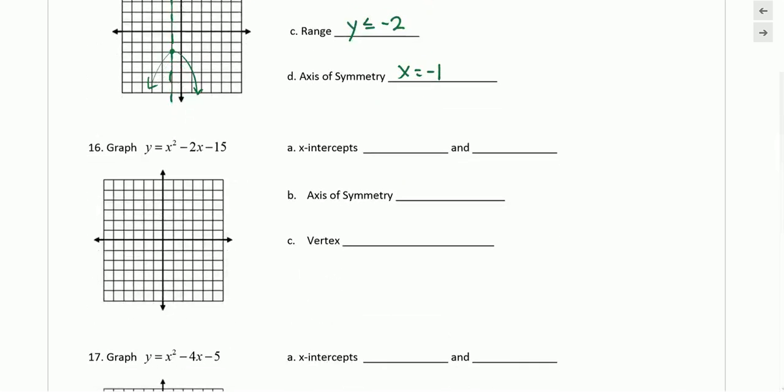Our next graph, we're after the x-intercepts, the axis of symmetry, the vertex, and we want to graph this thing. So I'm going to see if it factors. So this is y equals, I'm looking for two numbers that multiply to negative 15, add to negative 2. So that would be x minus 5 times x plus 3. So from here we can get our x-intercepts at 5 and negative 3.